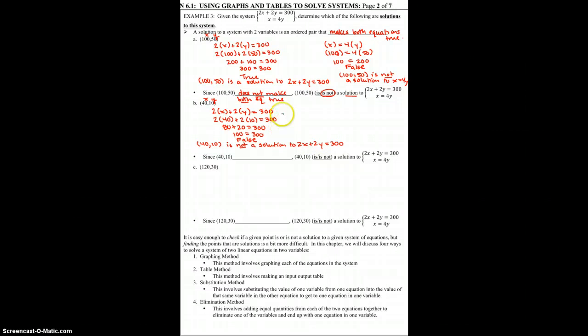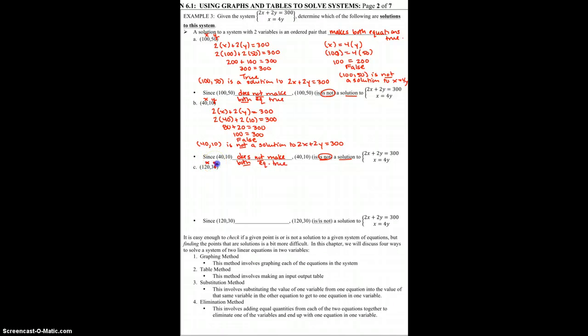And we don't really need to check it in the second equation because there's no way it can be a solution to the system when it's already not a solution to the first equation. So since 40, 10 does not make both equations true, 40, 10 is not a solution to the system. Okay. So what about the point 120, 30?